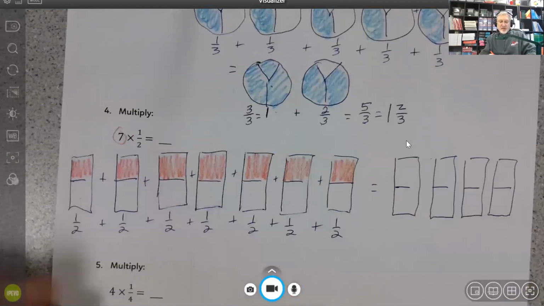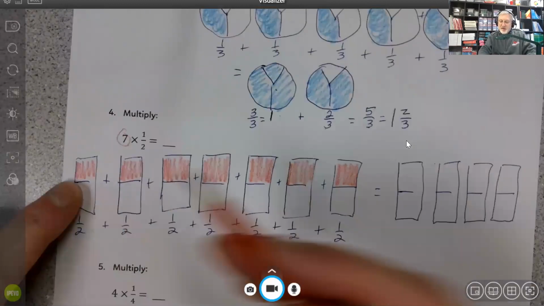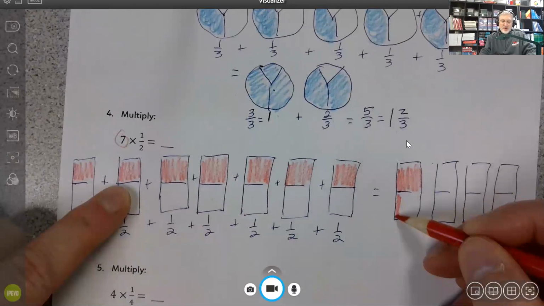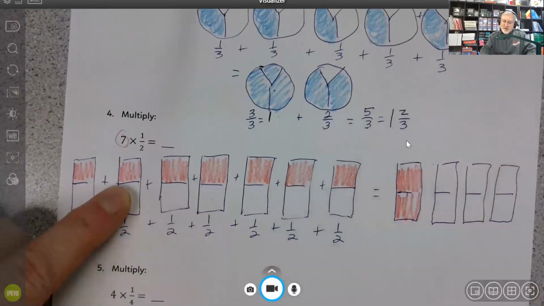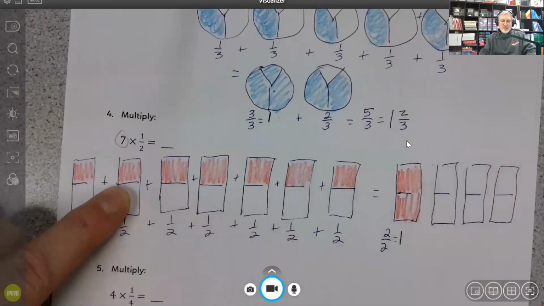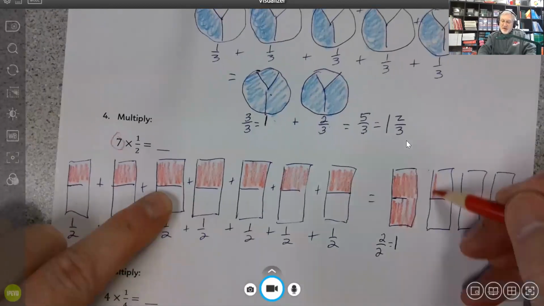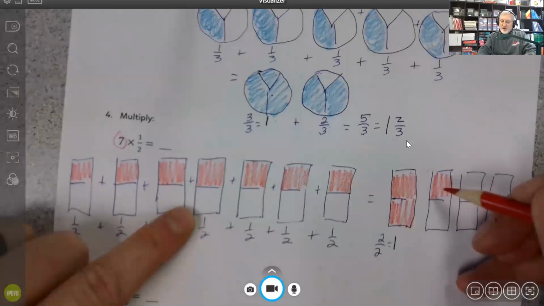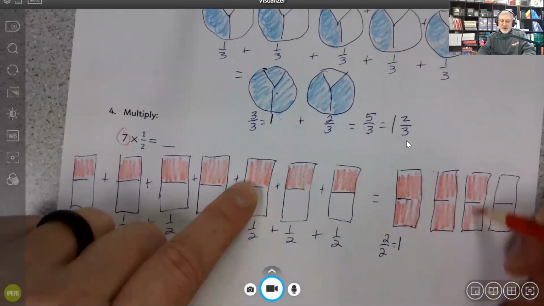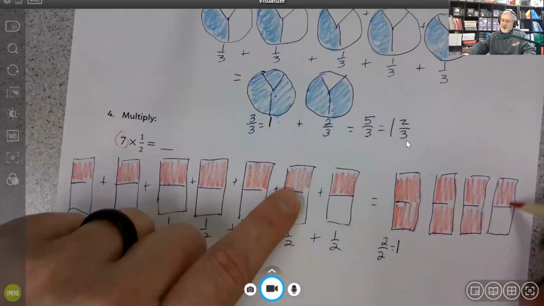Okay, I'm going to go all the way over here. This is my first one. This is my second one. So I've made a whole, or 2/2. Okay, go to my third one. Go to my fourth one. Go to my fifth one. Go to my sixth one. And go to my seventh one.